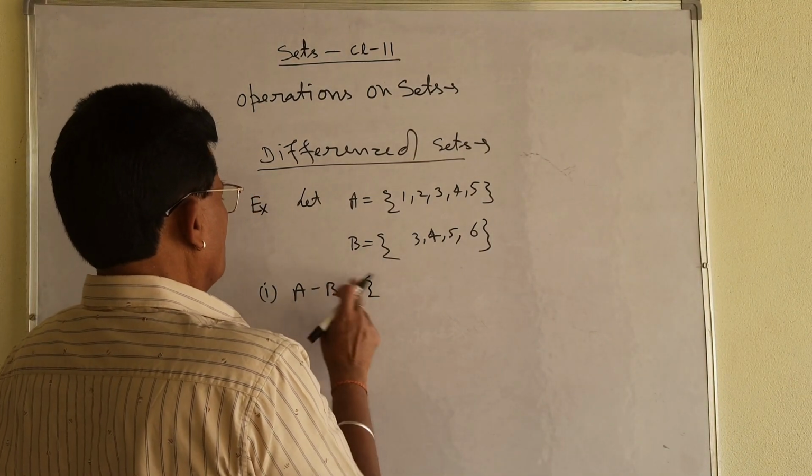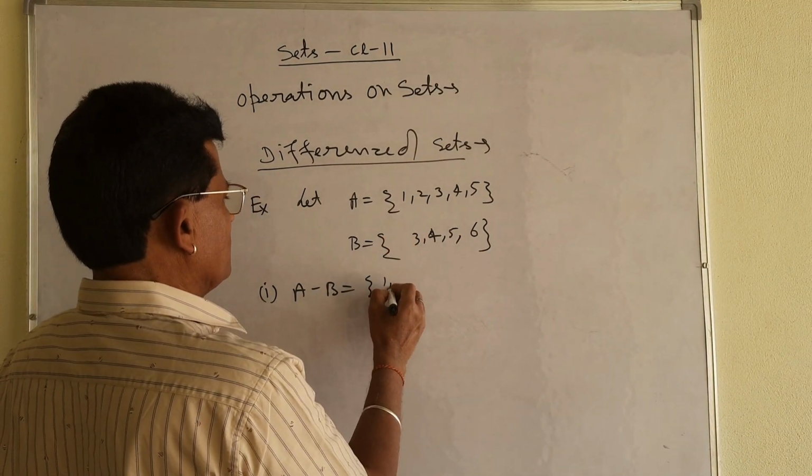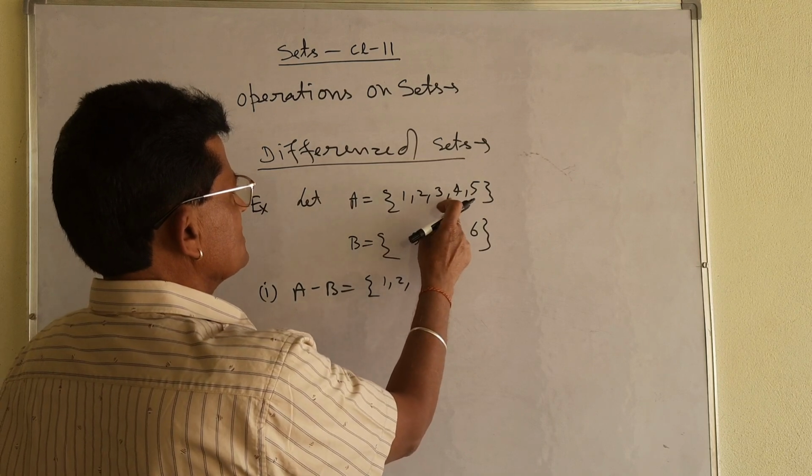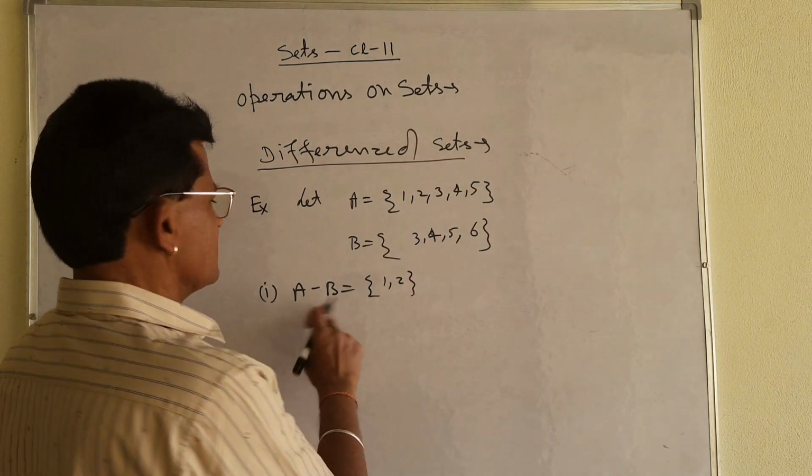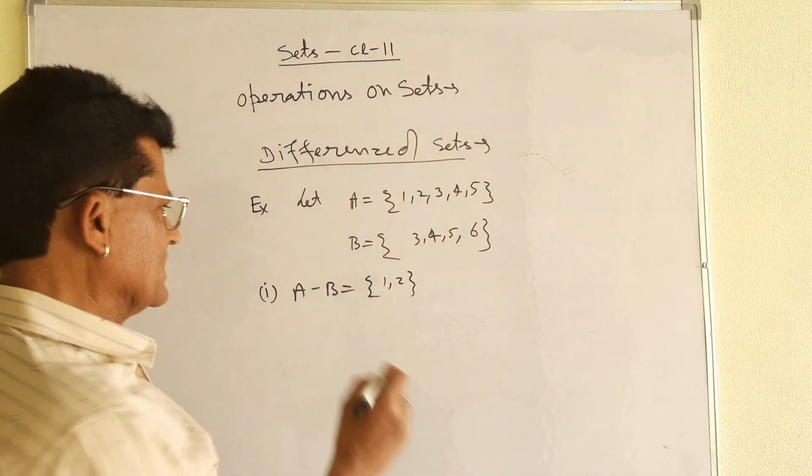Let me write. Tell me those which are only in A. Here, 1, 2. 3, 4, 5 are here too, 3, 4 are here too. Nothing else. So A minus B is {1, 2}. Second case.